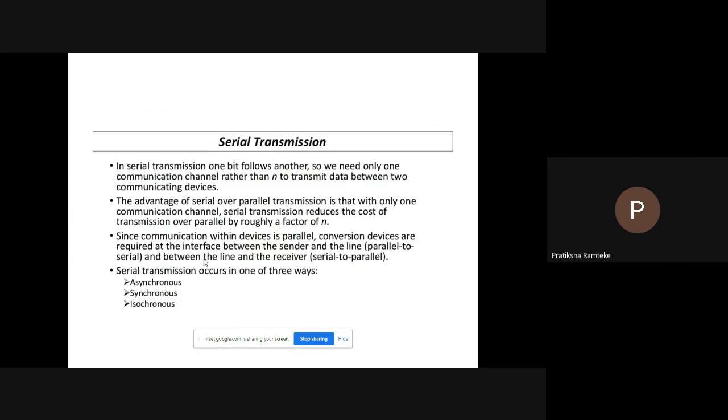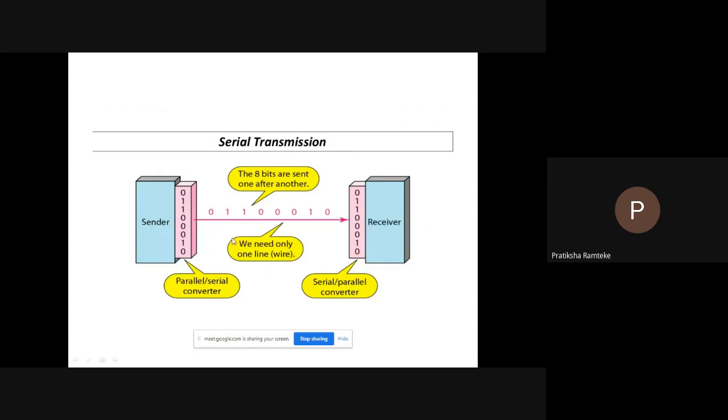Since communication within a device is parallel, conversion devices are required at the interface between the sender and the line, and between the line and the receiver. So, in serial transmission, we need only one wire for sending the data. This is a parallel to serial converter, or this is a serial to parallel converter.